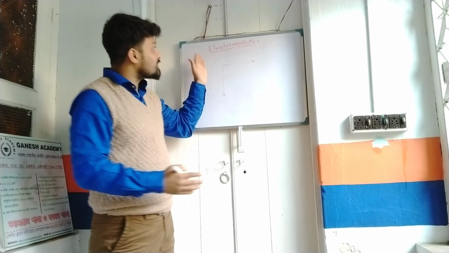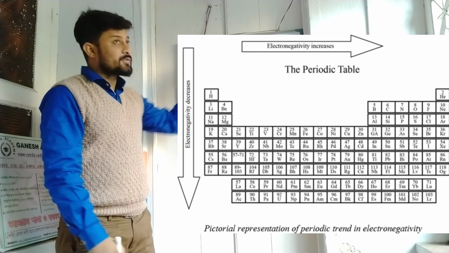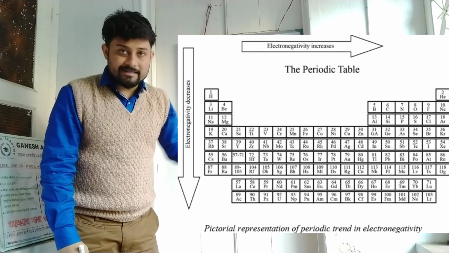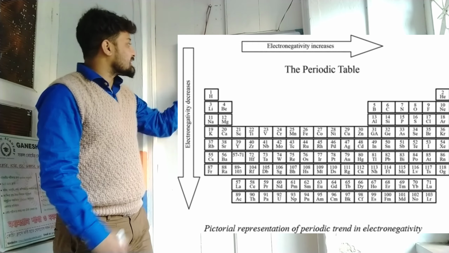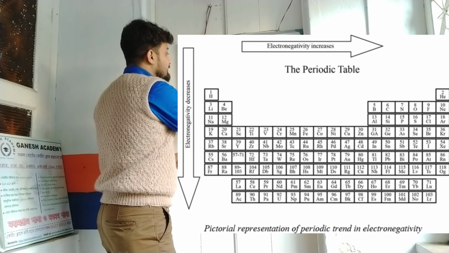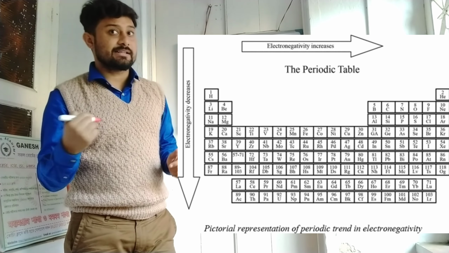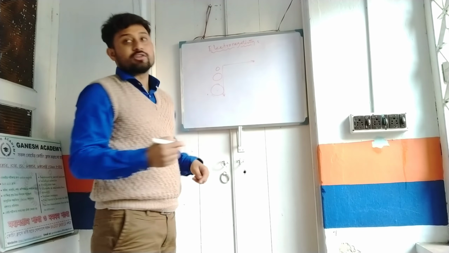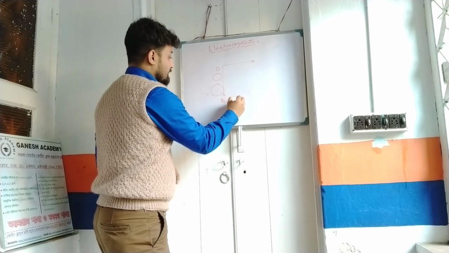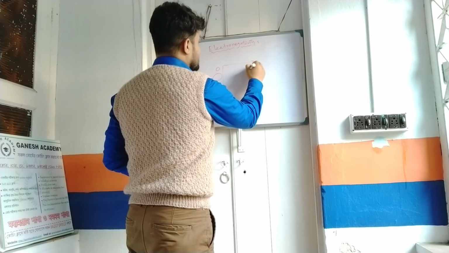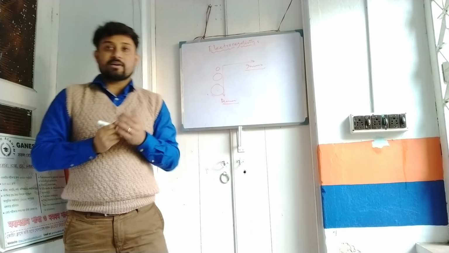So we get electronegativity increases from left to right of the periodic table and decreases from up to bottom. As the size of an atom starts increasing, the electronegativity, the affinity towards electrons, starts decreasing. So from up to down it decreases, and along a period it increases. So this is for now.